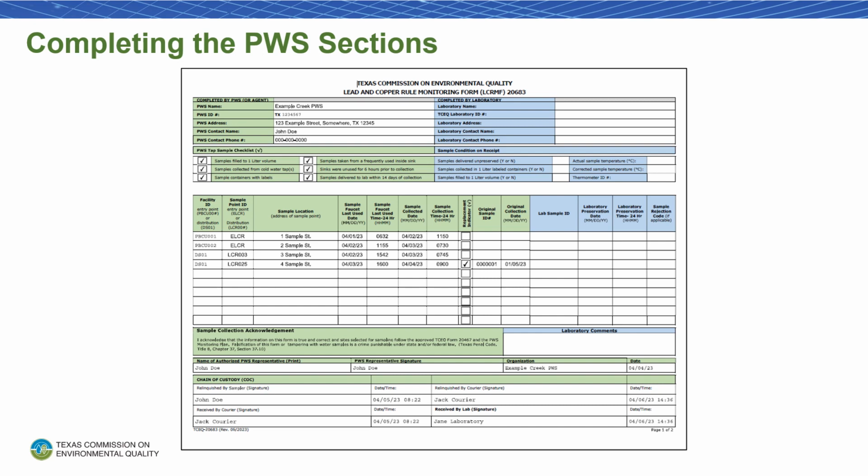Please double check what you've entered on this form to minimize delays in lab processing. Once you have done so, you are ready to submit this form along with your samples. Your receiving lab should complete the sections in blue. In the following part of this video, we will walk through how to complete these lab-specific sections.